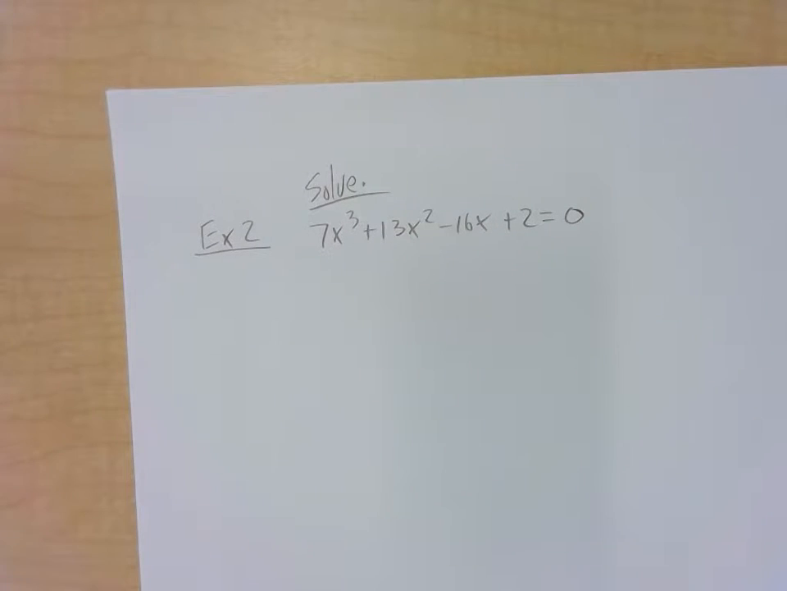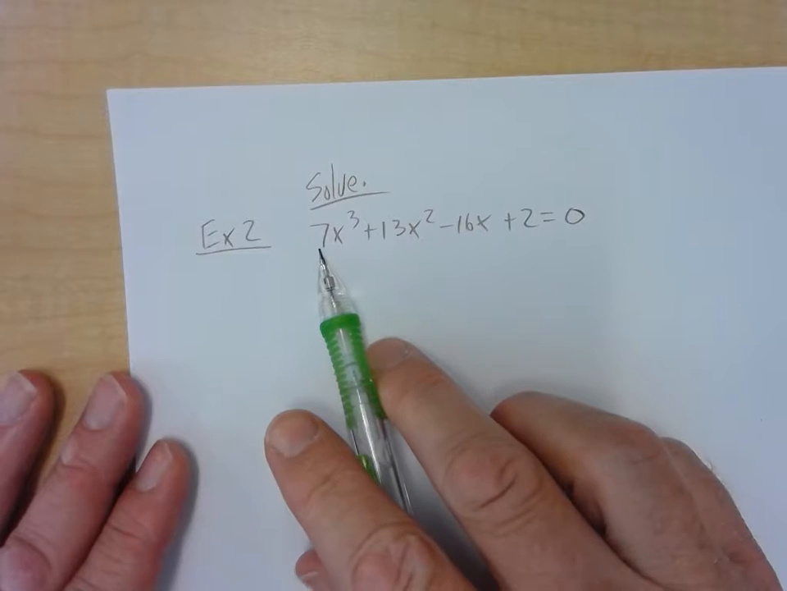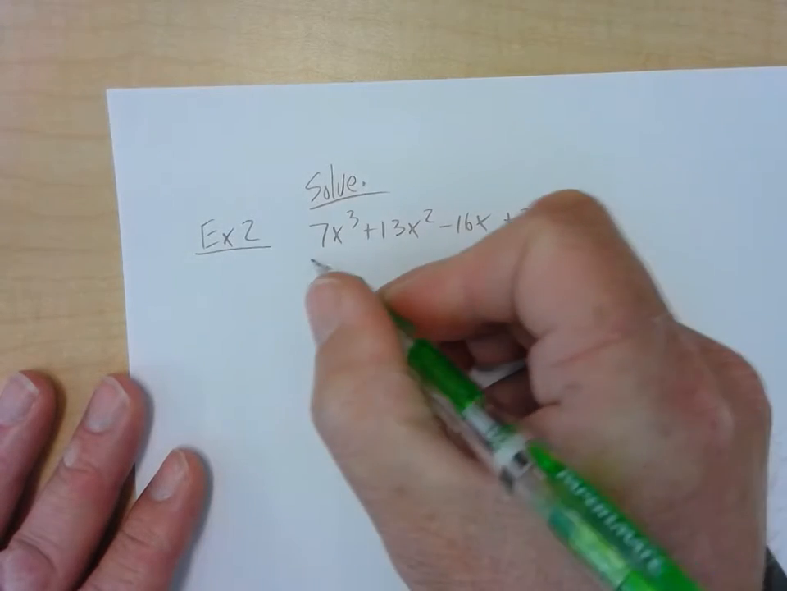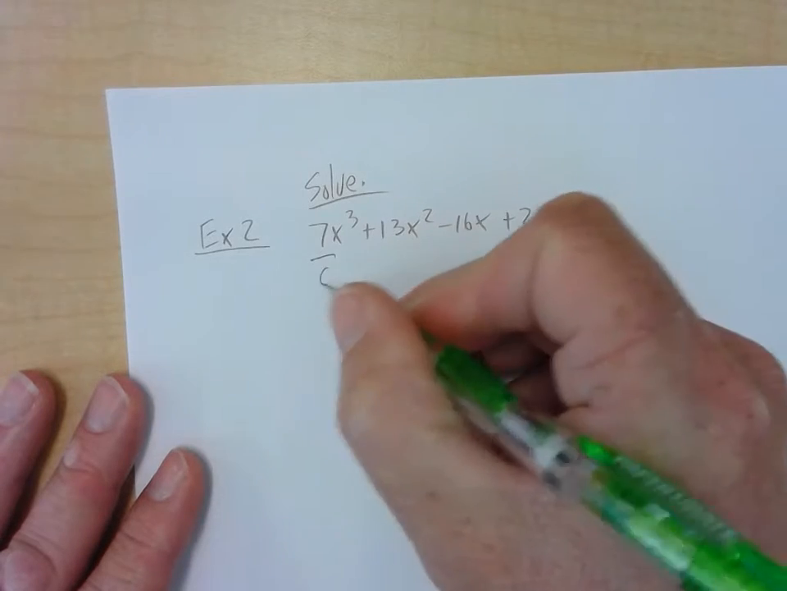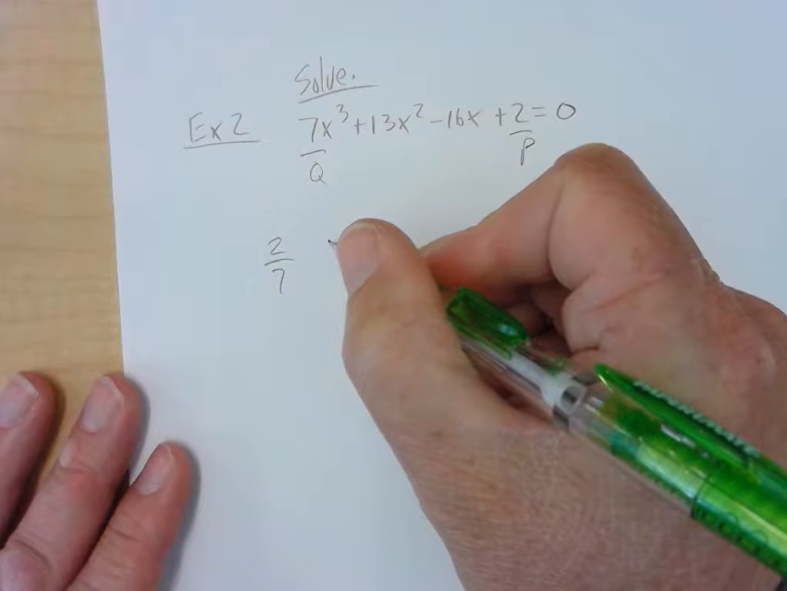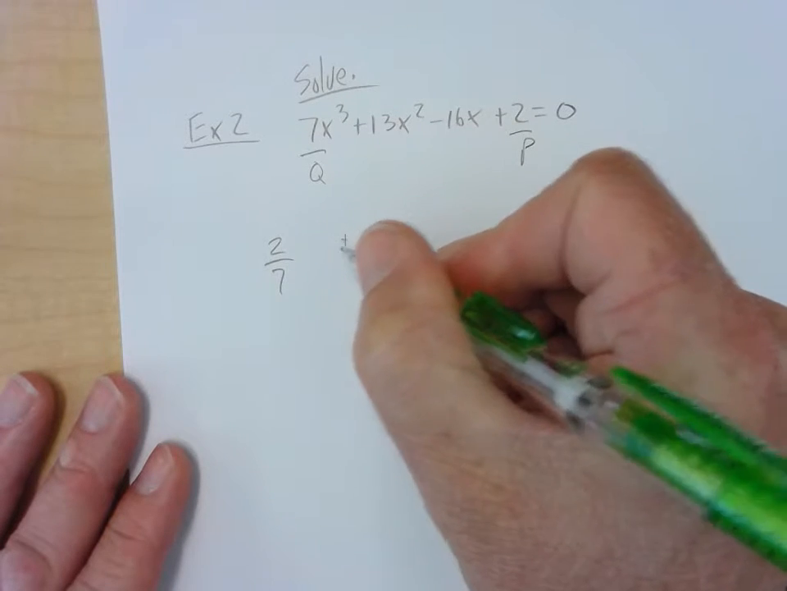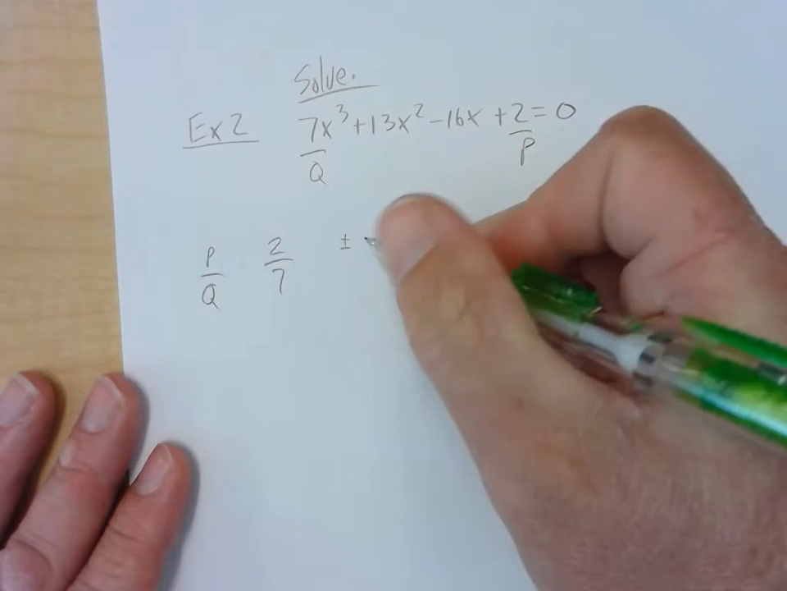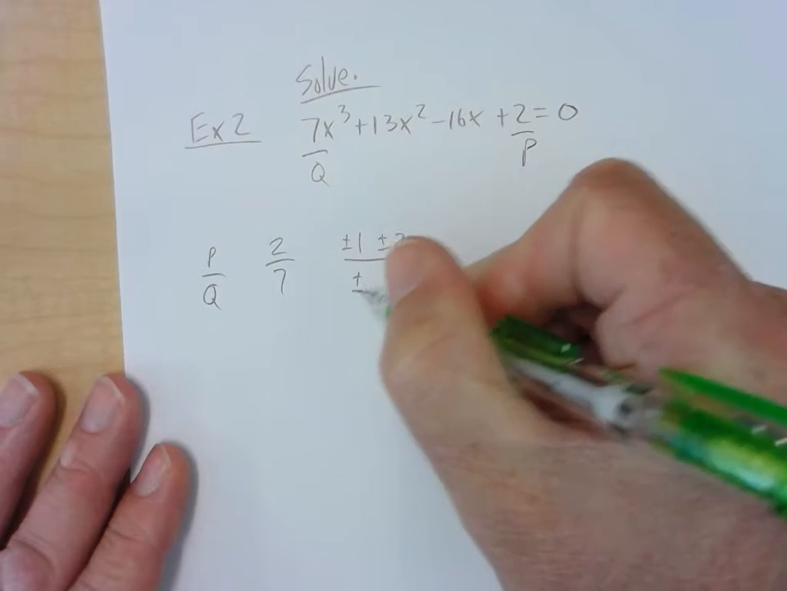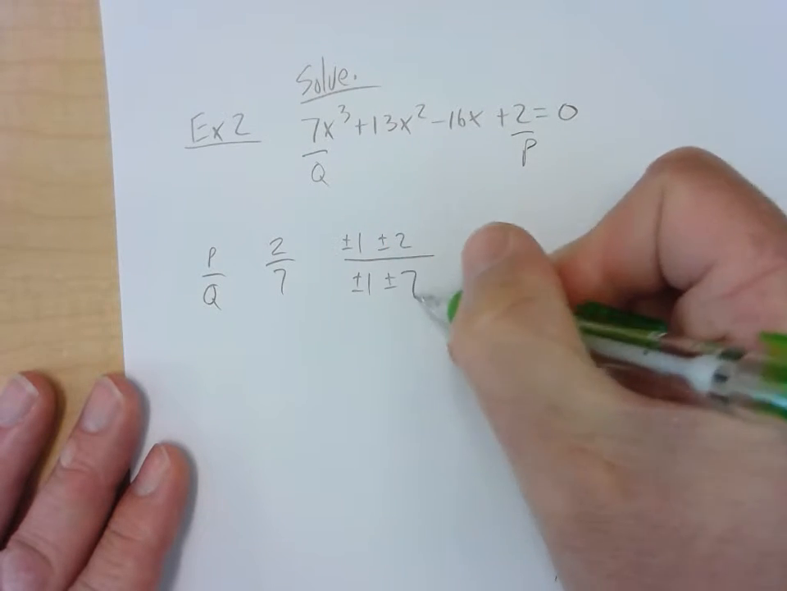And we're going to do the P over Q situation again, but this time Q is a number besides 1, so it'll be a little bit different. So I got P back here, I got Q up here, which is 2 over 7. Write out the factors of 2. Plus or minus, I got P over Q. Plus or minus 1, plus or minus 2, over, plus or minus 1, plus or minus 7.